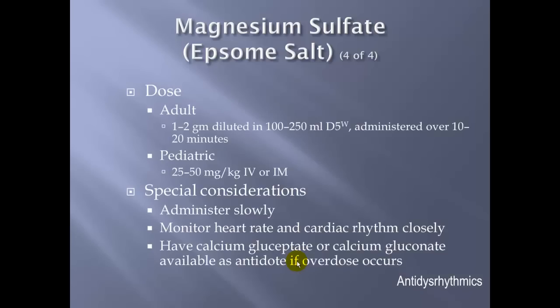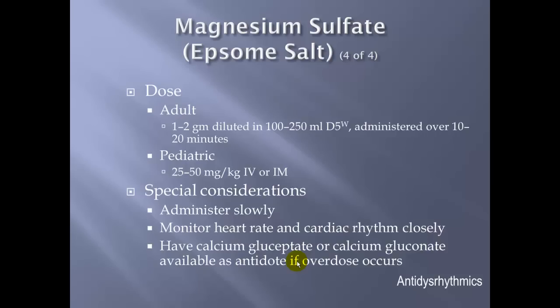Dose on the adult: 1 to 2 grams diluted in about 100 to 250 mils of D5W and administered over 10 minutes. In the pediatric patient, 25 to 50 milligrams per kilogram IV or IM. Special considerations: administer slowly, monitor the heart rate and cardiac rhythm closely, have calcium gluceptate or calcium gluconate available as an antidote if the overdose occurs.